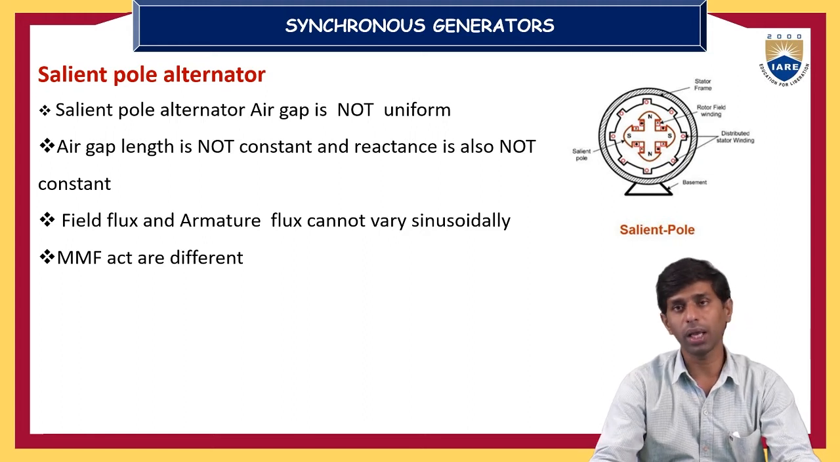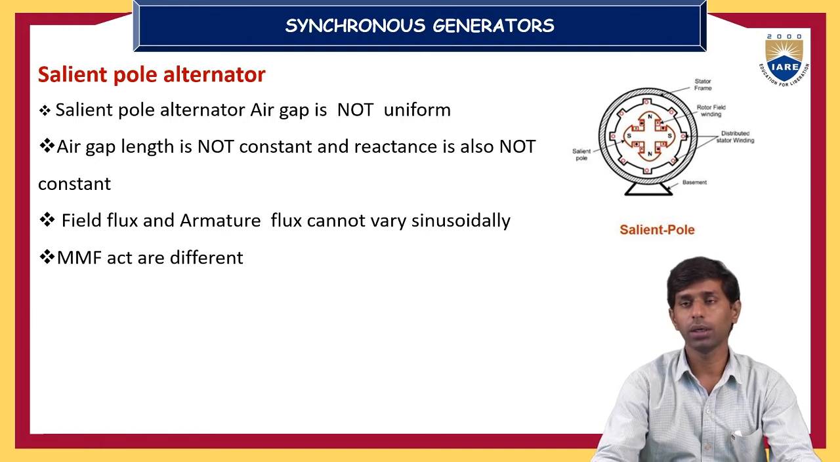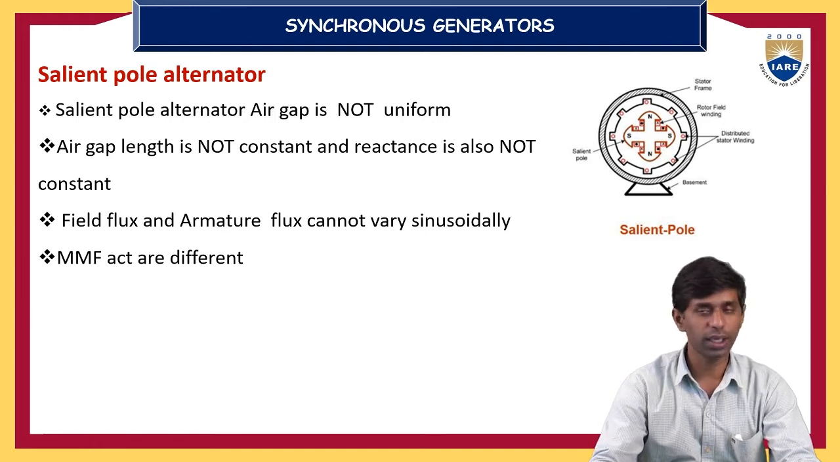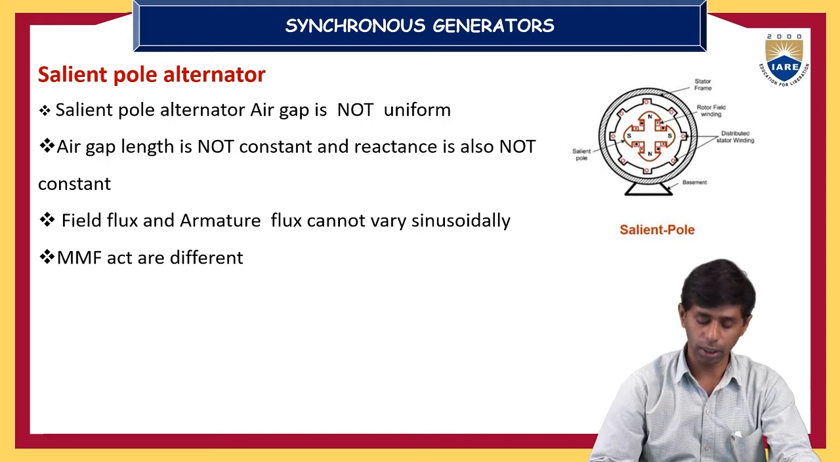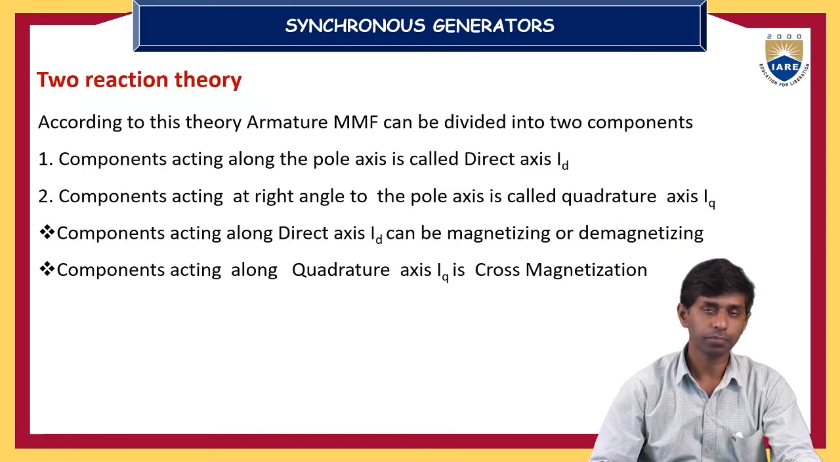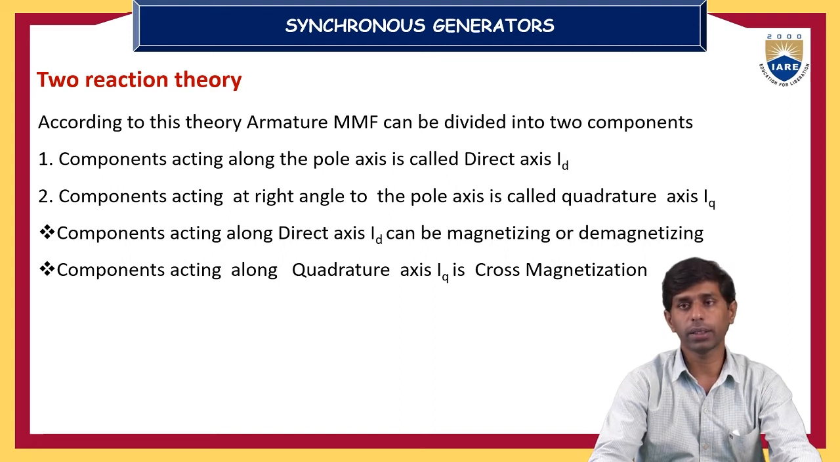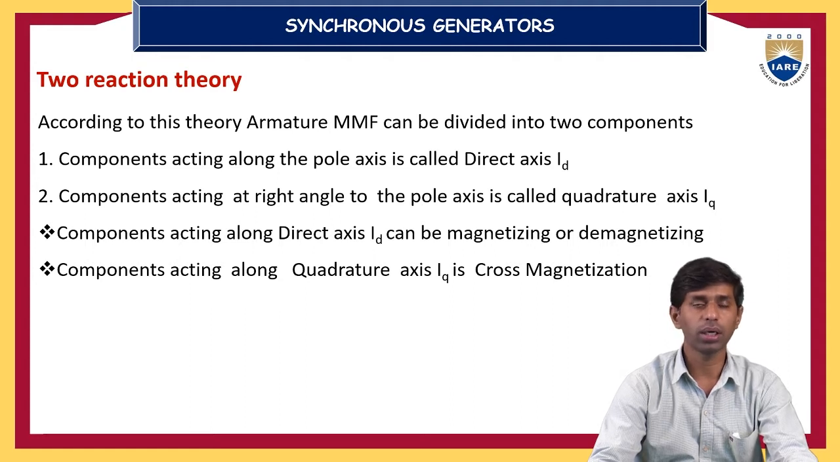That is why we have to analyze the synchronous machine according to Blondel's two reaction theory, the theory of salient pole machine, to analyze all the quantities along the direct axis, which we can also call the pole axis, and the interpolar axis, which we call the q axis, the quadrature axis. According to this theory, the armature MMF can be divided into two components: the MMF acting along the direct axis, the pole axis, and the MMF acting at a right angle to the pole axis, the quadrature axis, that is Iq.